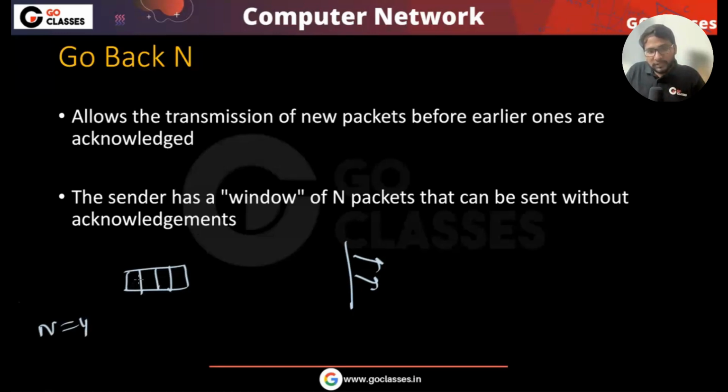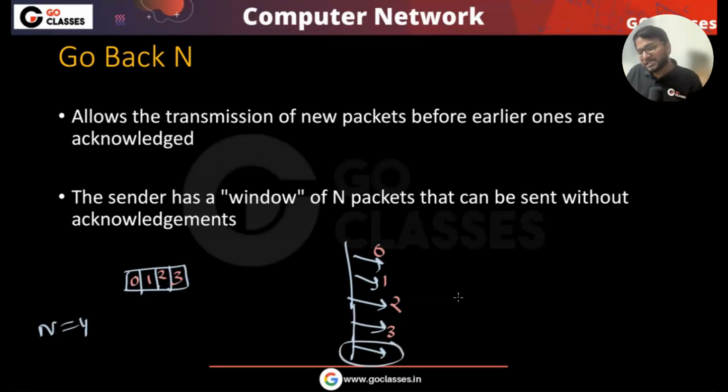Okay. So let's suppose this is 0, 1, 2, 3. Then you can send packet number 0 without getting the acknowledgement of packet number 0. You can even send packet number 1 without getting the acknowledgement for packet number 1. You can send the packet number 2. And similarly, you can send the packet number 3. Can you send the packet number 4? Tell me, can you send the packet number 4 without getting the acknowledgement? The answer is no, right? So we will not be able to send this packet number 4 without getting the acknowledgement.